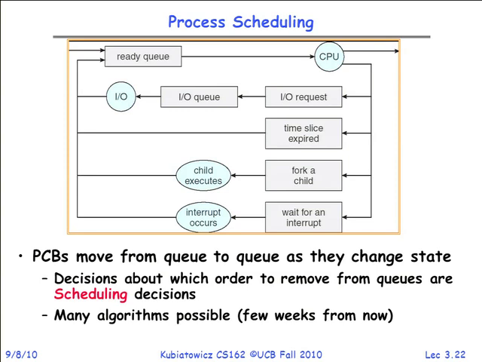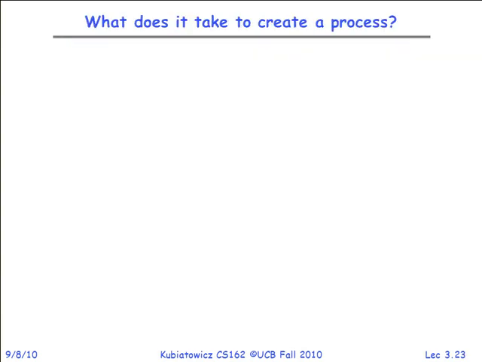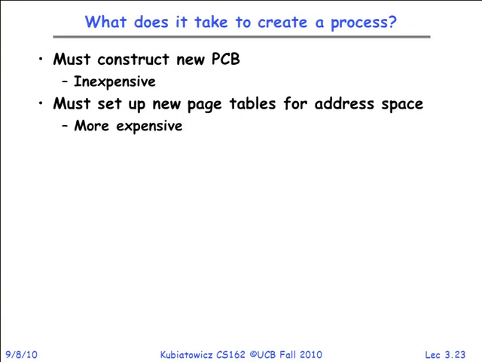Any other questions? Good. Now, what does it take to make a process? Well, you've got to make a PCB. That's probably expensive. That's a kernel malloc operation. You've got to set up new page tables. That can be much more expensive depending on what you're doing. We'll talk about what the format of a page table is later in the term.